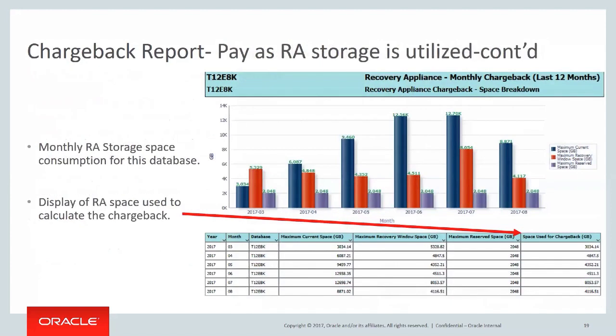This is what the space utilization looks like, so the customer or the person that's being charged can get a full report that shows the monthly usage. And again, we are showing in this particular report the actual number that's being used for the chargeback. So you can see in this particular case the space used for chargeback, and then you get your cost basis around that.